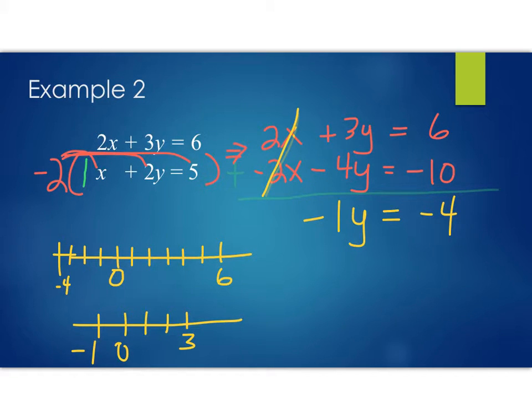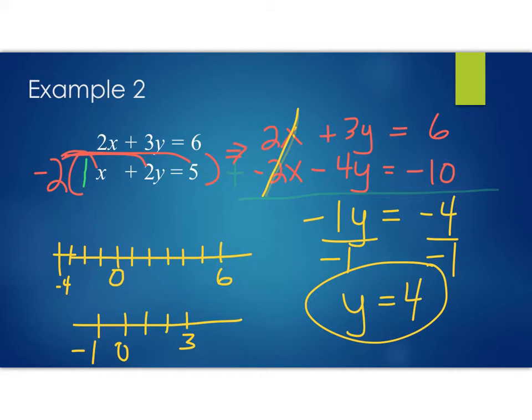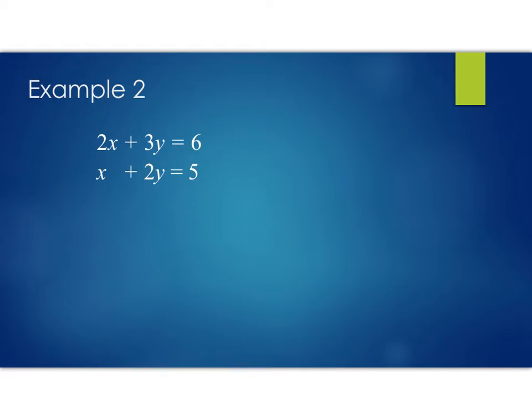Now I need to get y by itself. Divide both sides by -1. Negative divided by negative. We know y is positive 4. Don't forget though, that's only half. So now take a second, plug y back in, and solve for x. Doesn't matter which equation. I'm going to pick the bottom one because I see some smaller numbers in there.